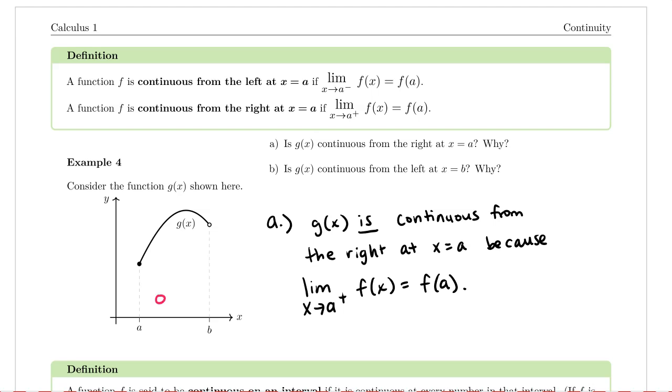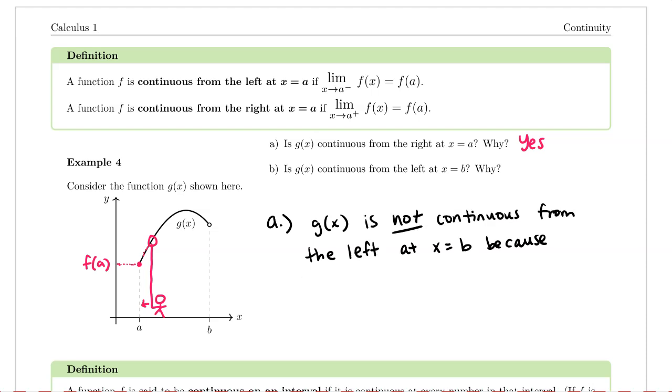And if we use the balloon analogy, we have our little person walking along the x-axis and getting closer and closer to a from the right-hand side, and notice that the balloon is approaching this location right here, and because we have a closed or filled-in circle, we know that our function is defined there, and that value here is f of a. So again, this is continuous from the right at x equals a. So I'm just going to say yes here. All right, so let's move on to part B.